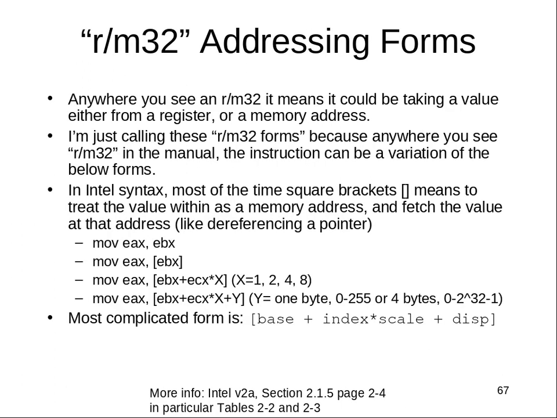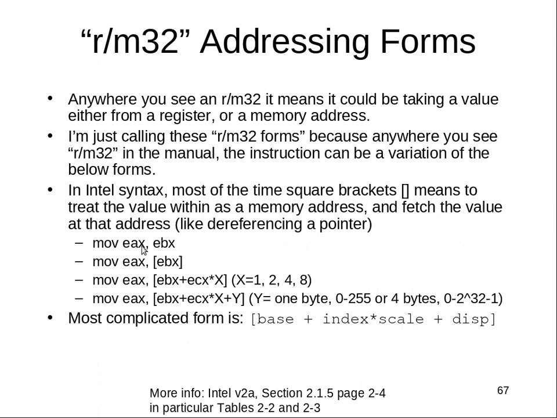All right, so real quickly, what I wanted to talk about is what r/m32 addressing is. That means that you can address a value from either a register or from a memory address. So the R is for register, the M is for memory. We're in 32-bit mode, so it's M32. So you can read that wall of text, but let's go look at the examples.